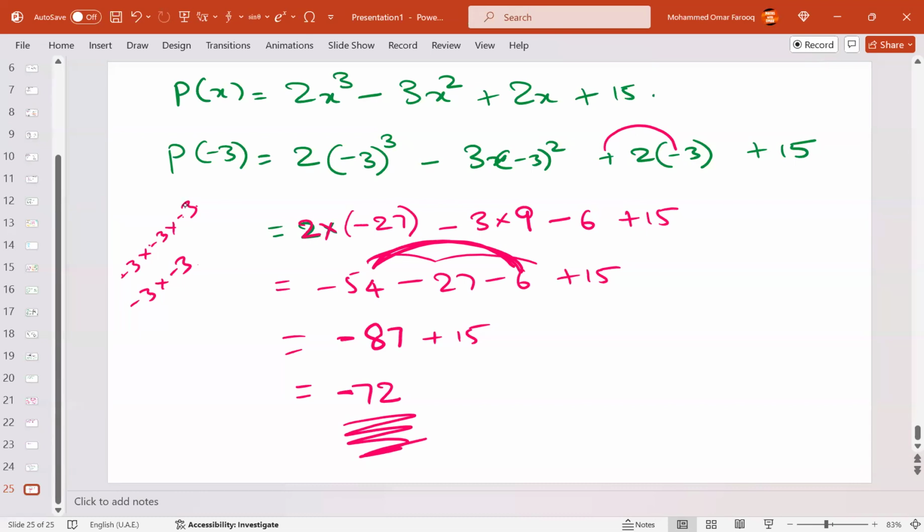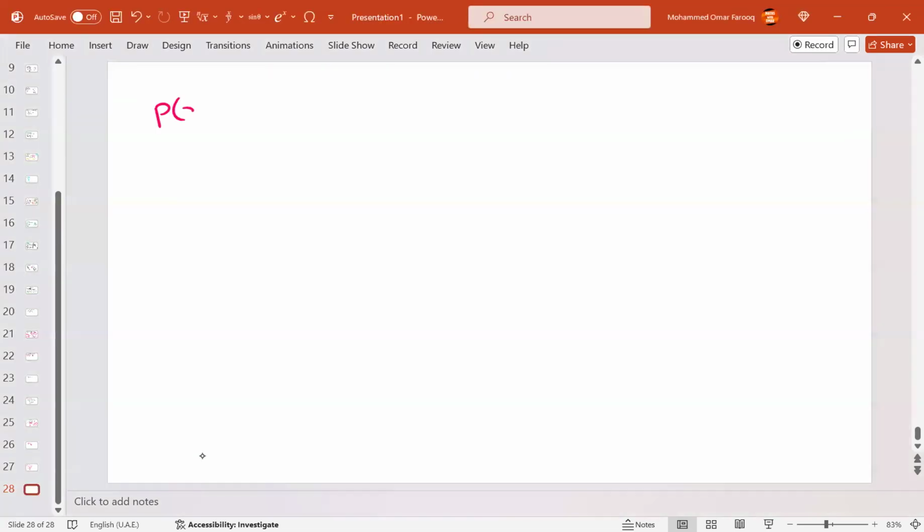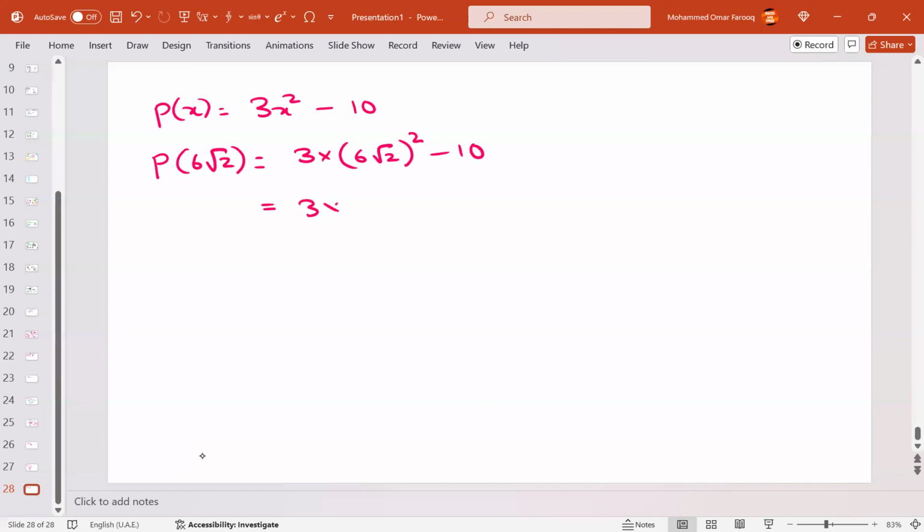So therefore, the value of the polynomial for x equal to minus 3 is 72. I hope you people understood this. Sir, P of x is equal to 3x square minus 10. Let us make it simple. So it is 6 root 2. So that is 3 times 6 root 2 whole square minus 10.